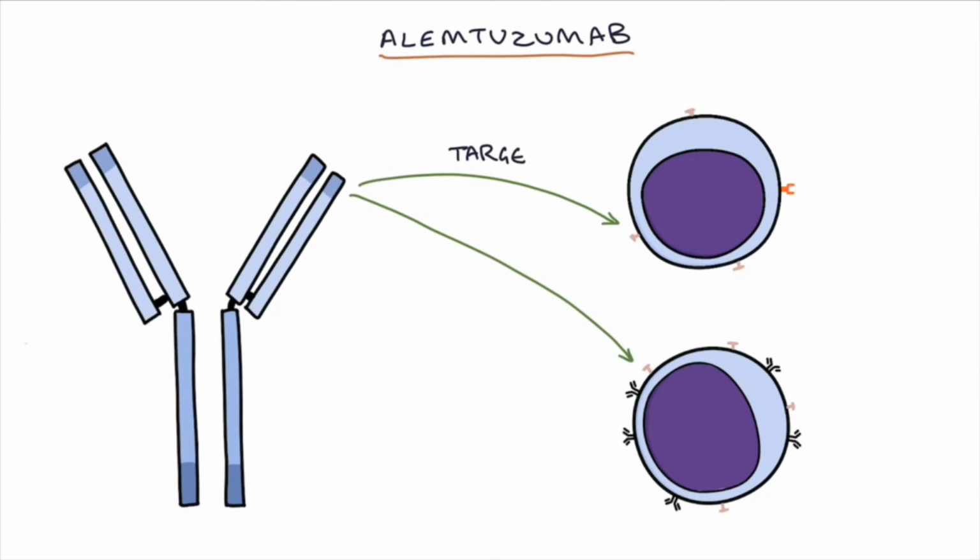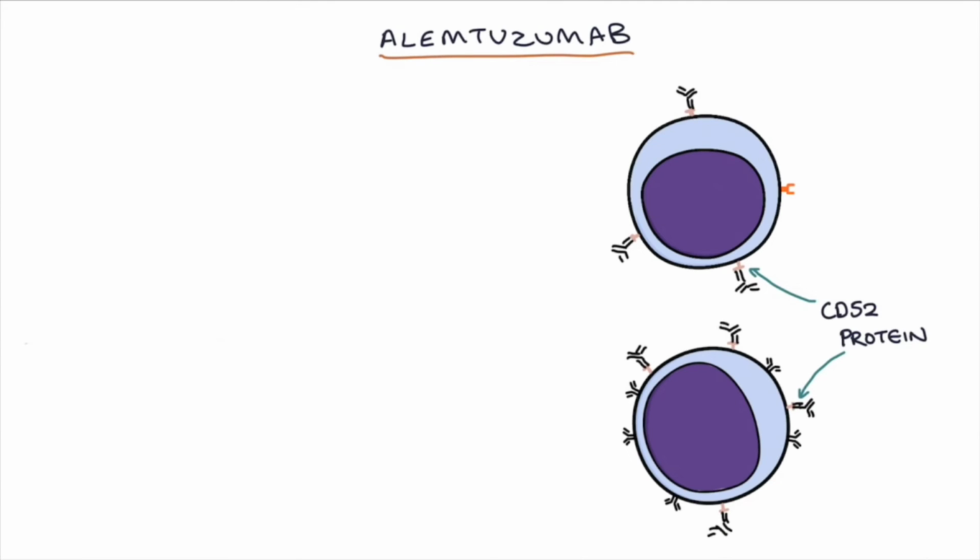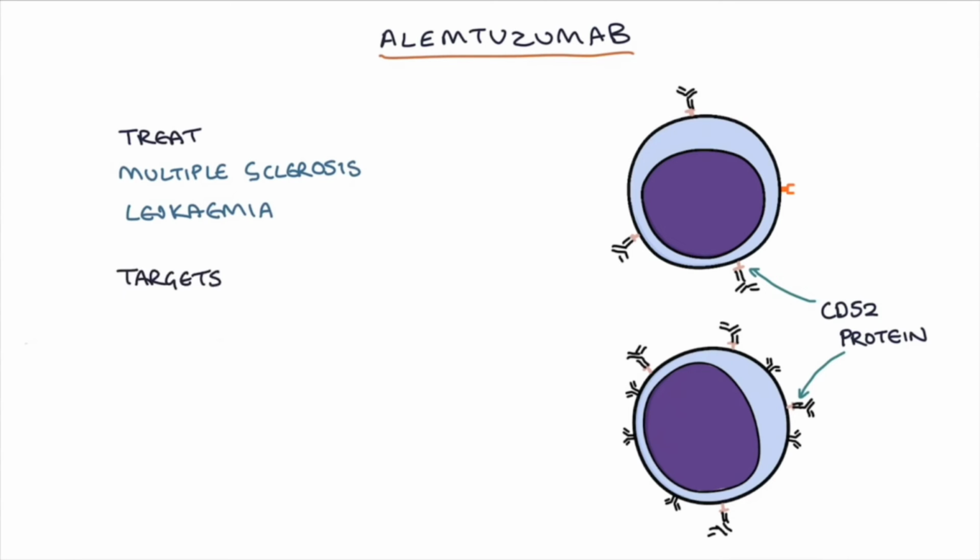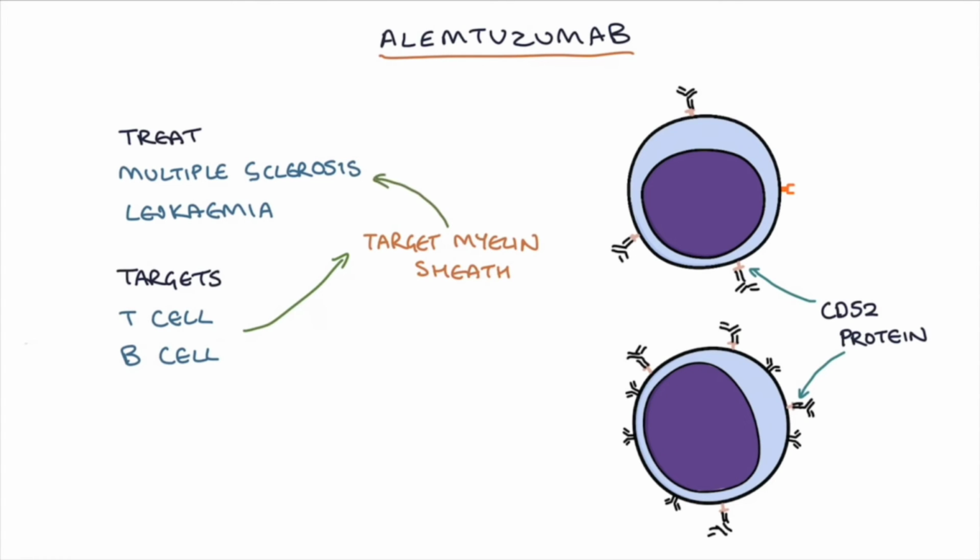Next, let's talk about Adalimumab. And this is a monoclonal antibody that targets the CD52 protein on T and B lymphocytes. And it's used to treat multiple sclerosis and certain types of leukemia. And it works by targeting those T and B cells that are associated with that CD52 protein. And the intention is to reduce the amount of those cells that might be targeting the myelin sheath in MS or maybe cancerous in leukemia.